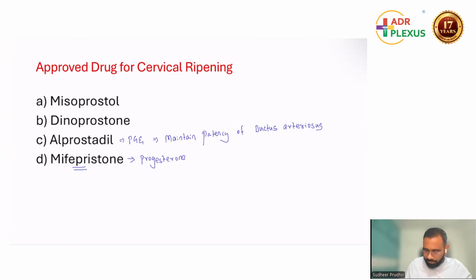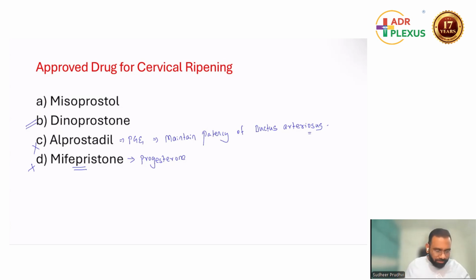Maintain patency of ductus arteriosus. So these two we can rule out. These two are the options. Now coming to which one? See, misoprostol and dinoprostol we can both use, but misoprostol is the off-label one, and dinoprostol is the one which is approved and is the gold standard.